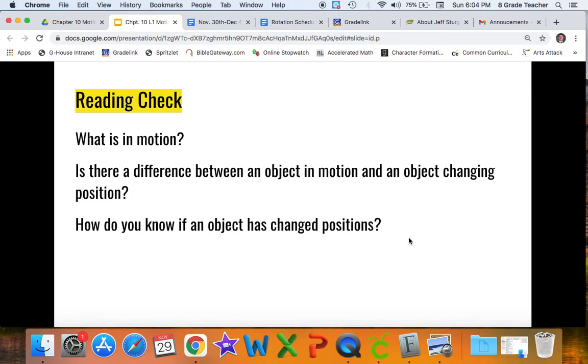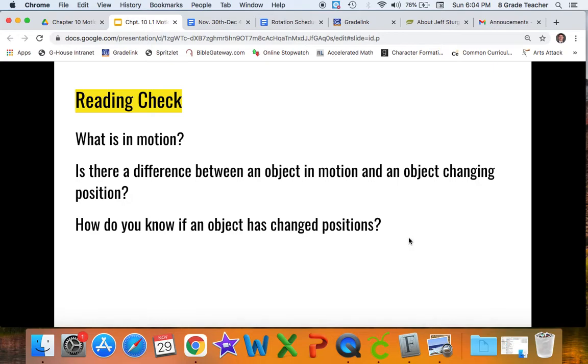Changing position. To describe an object in motion, you must first recognize that the object is in motion. Something is in motion if it is changing position. It could be a fast-moving airplane, a leaf swirling in the wind, or water trickling from a hose. Even your school, attached to Earth, is moving through space. When an object moves from one location to another, it is changing position. So the first question here says, what is in motion? And your answer should be everything.